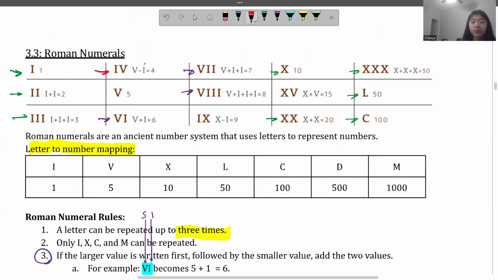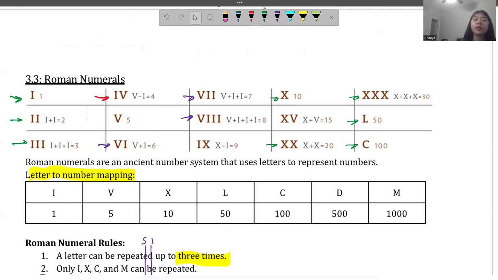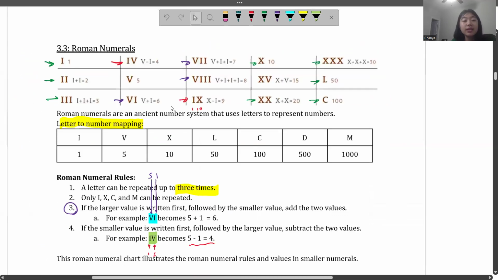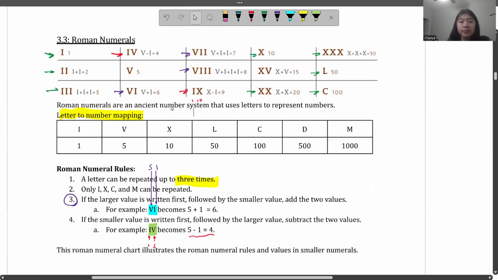I'll just make up another, oh, here it is. We can use 9 as an example. I is the value for 1, X is the value for 10. But since the value for 1 is written before the value for 10, you subtract the 2 to get 10 minus 1, which is 9. So that's just an overview of the rules of Roman numerals.